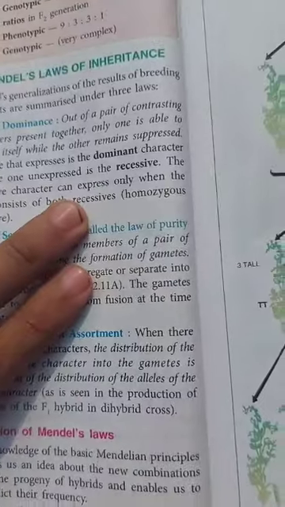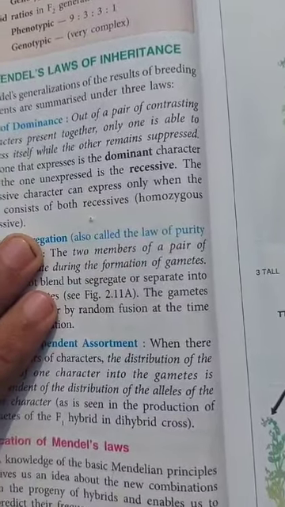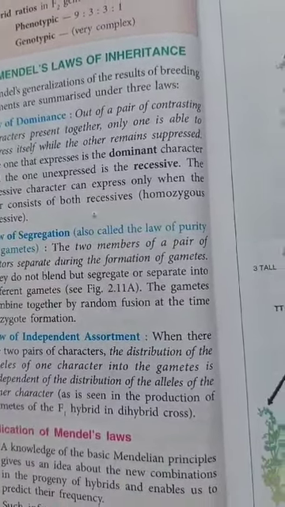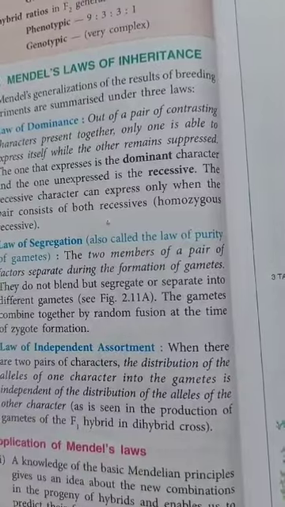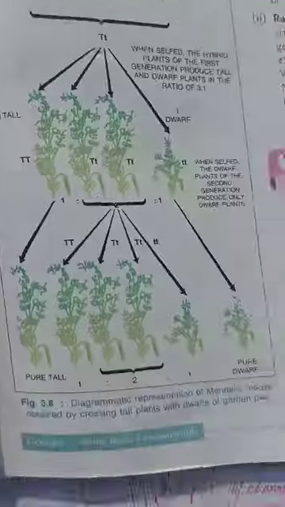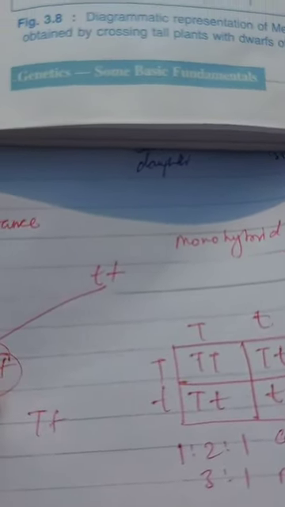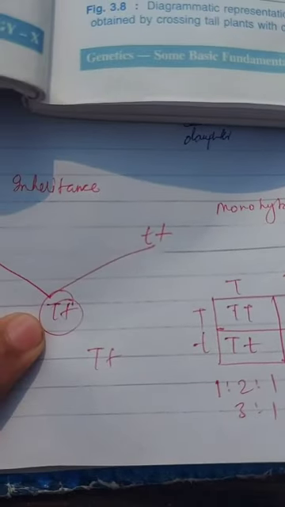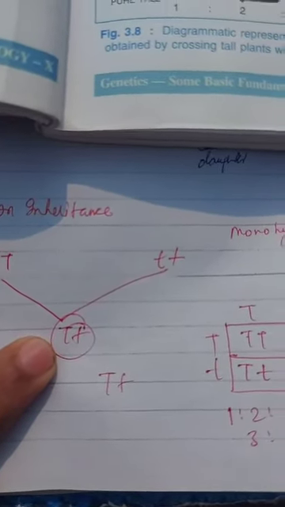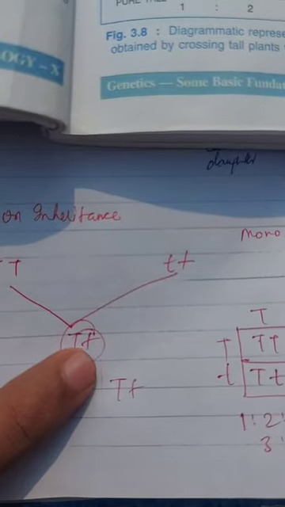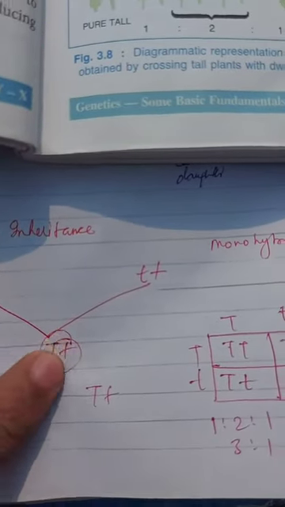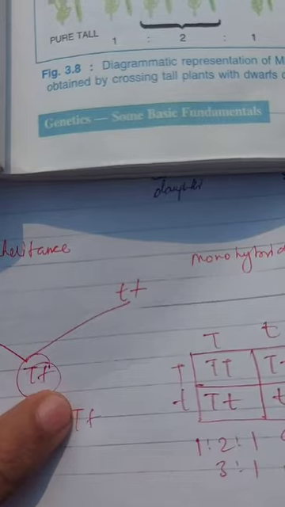So he said when two particular factors combine, the one which expresses itself is called dominant, and the one which gets suppressed is called recessive, which is shown here. This was expressing itself. This was just expressing itself. So that is why capital T is dominant and small t is recessive. So this is the law of dominance. Here the dominant factor is expressing itself.